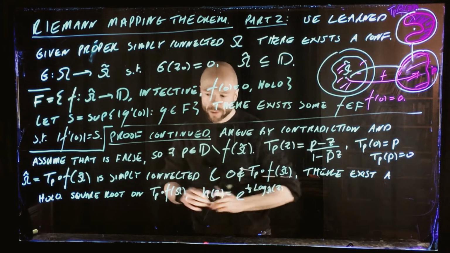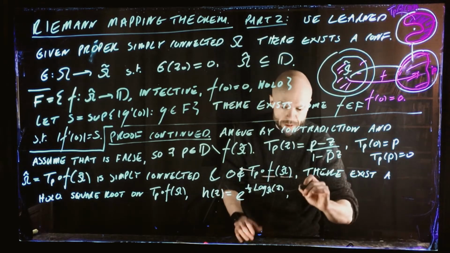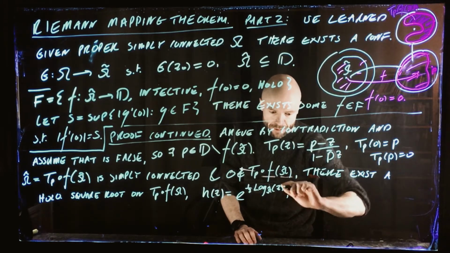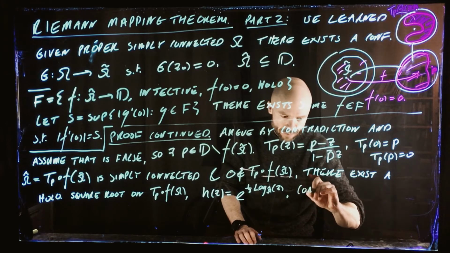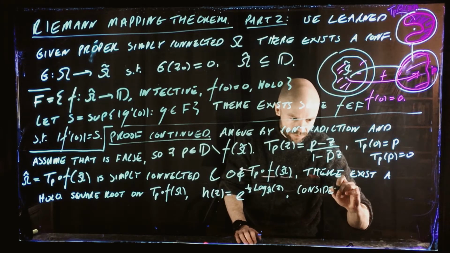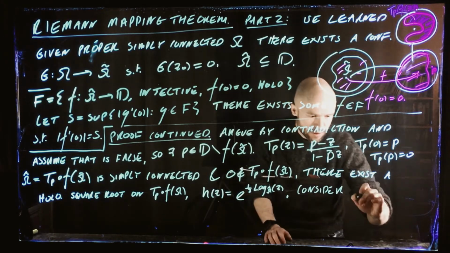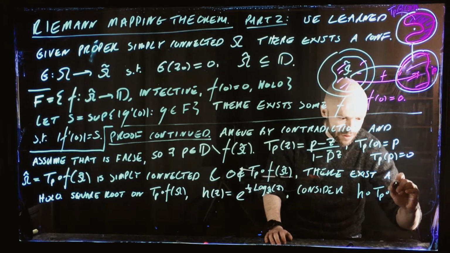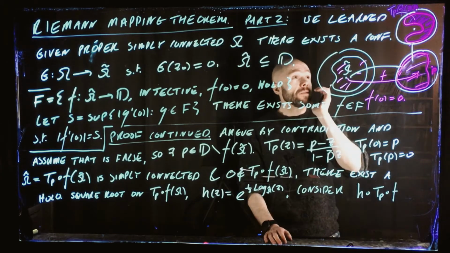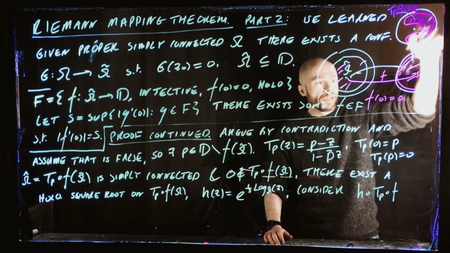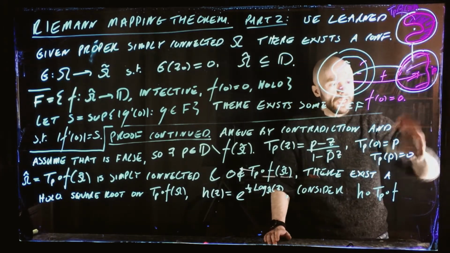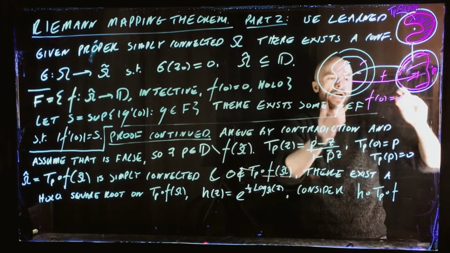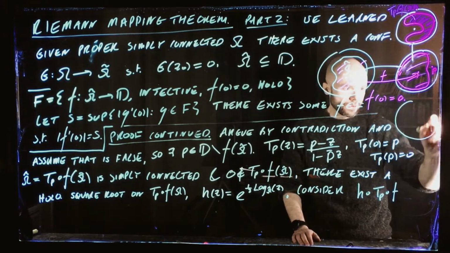So we can make the further adaptation of considering this set. So consider now this thing, H composed with T of P composed with f. Okay, so what's that going to do? That's going to take this thing and maybe sort of unwrap it to some extent. So let's try and draw a picture of that too.